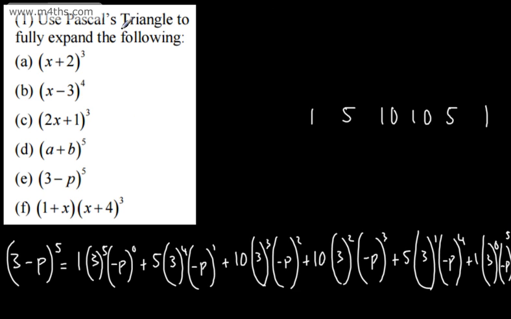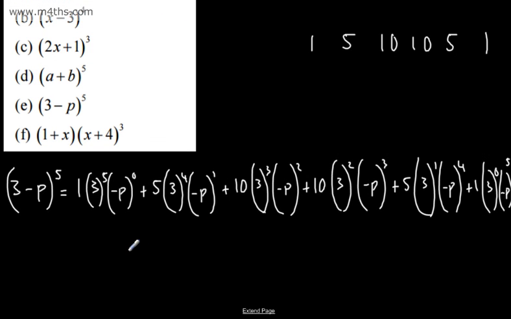So let's just look what's going on. 5 and 0 is 5, 4 and 1 is 5, 3 and 2 is 5, 2 and 3 is 5, 1 and 4 is 5, 0 and 5 is 5. The powers of 3 are descending from 5 to 0. The powers of negative p are ascending from 0 to 5.